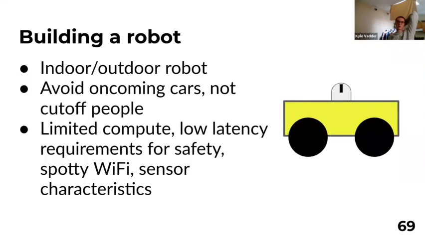So as an example task, imagine that your goal is to build an indoor-outdoor robot, right? As it's driving around, say, campus, doing deliveries between different buildings, you need to avoid oncoming cars. You need to not cut people off. You don't have guaranteed Wi-Fi, so you can't do everything off board. You also need to have low latency responses to avoid oncoming traffic or people cutting in front of you, things like that. You can't run people over. And you need to reason about things like sensor characteristics and worry about your limited compute on board.